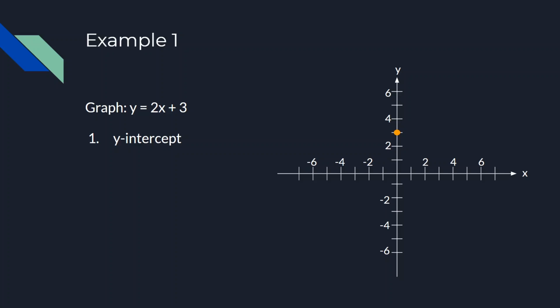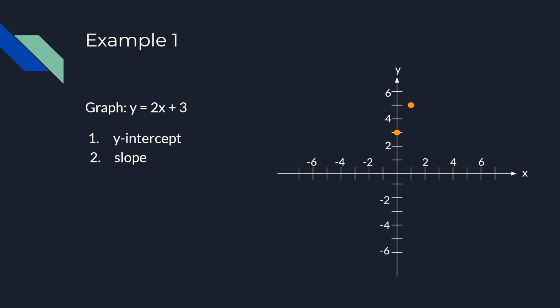Now, we use the slope. The slope is the coefficient of x. In this case, it is 2. This means every time x increases by 1, y increases by 2, and every time x decreases by 1, y decreases by 2. From the point that we first plotted, we increased x by 1, and so y will increase by 2. The new point would be 1, 5.